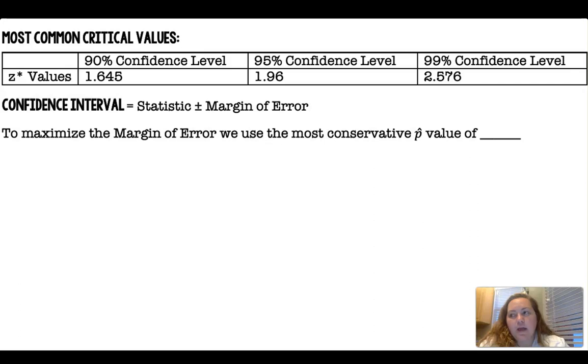And this is a lot more algebra based than almost everything we do all year. So most common critical values, remember you want to know those. 90% is 1.645, 95% is 1.96, 99% is 2.576. Your confidence interval, again, is your statistic plus or minus your margin of error. To maximize the margin of error, we use the most conservative p-hat value that we can, which would be 0.5. 0.5 for probability of success, 0.5 for probability of failure. That gives us the largest margin of error possible.